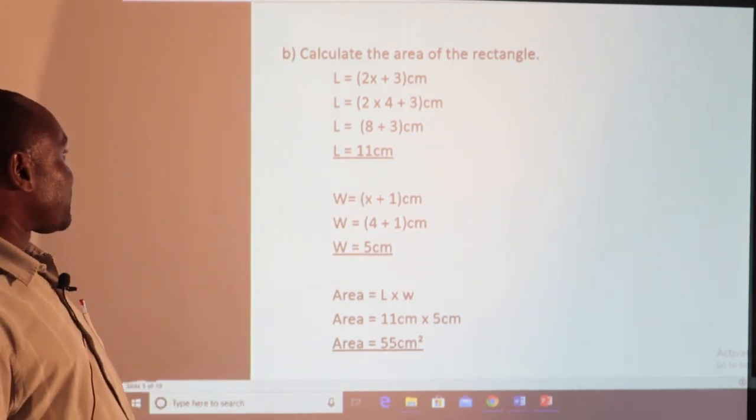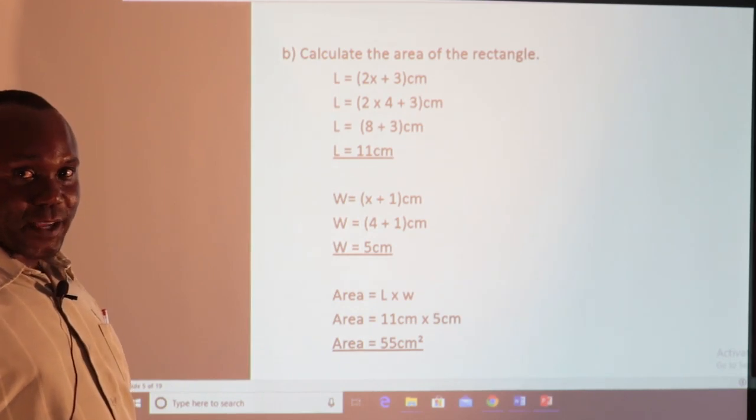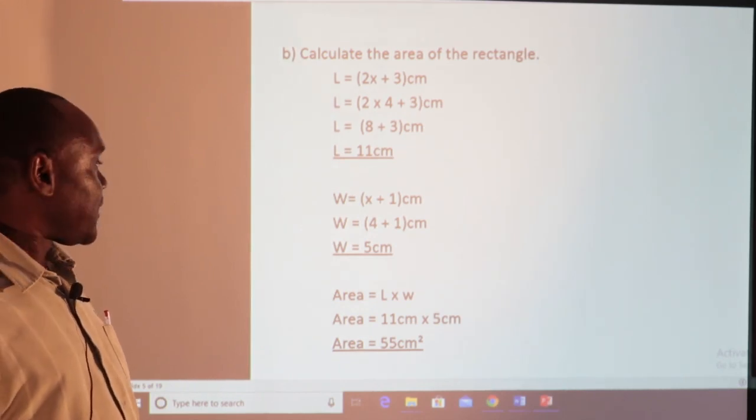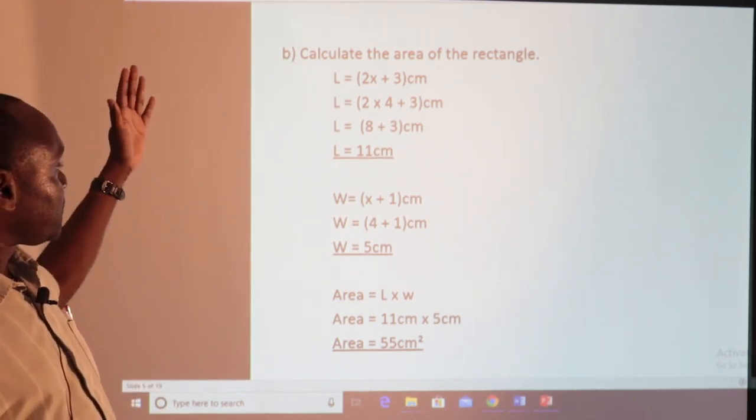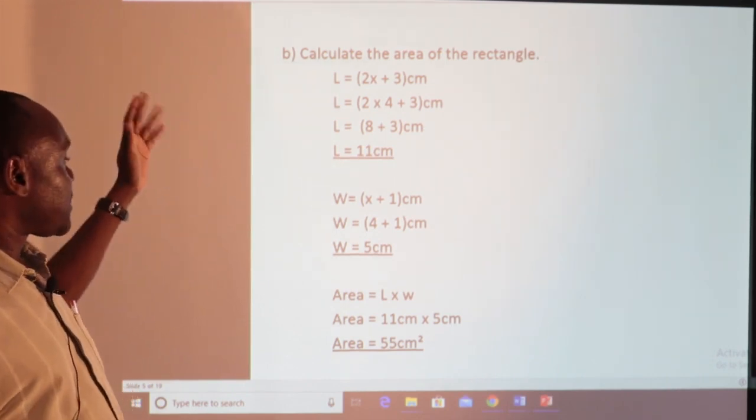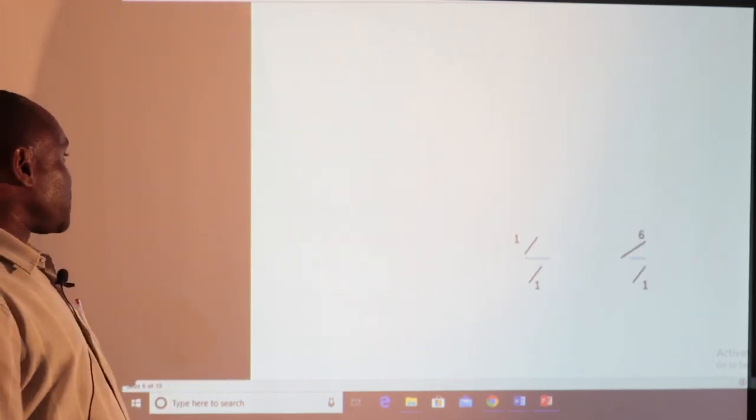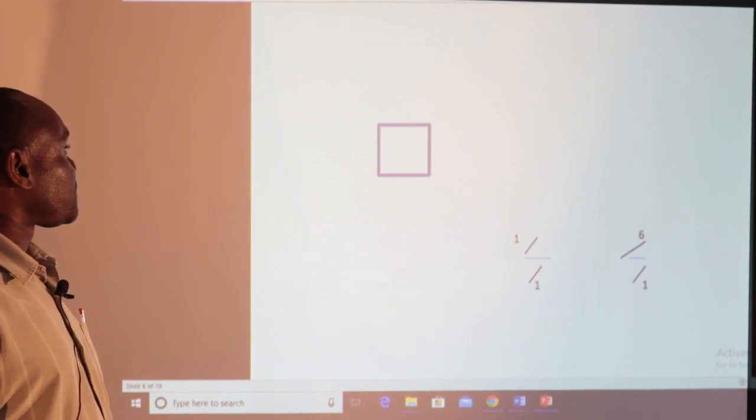So candidates, allow me to move to number 3. Are we ready? Yes, let me see. You have finished, that's very good. Let's move to number 3.